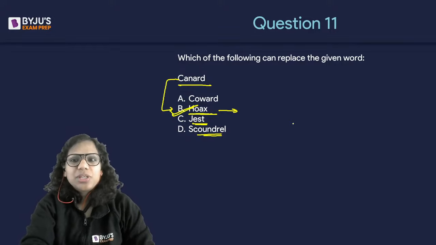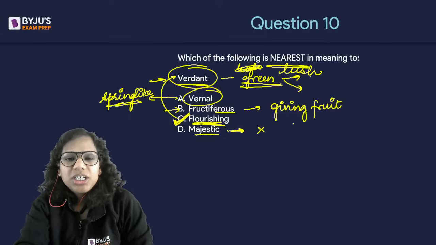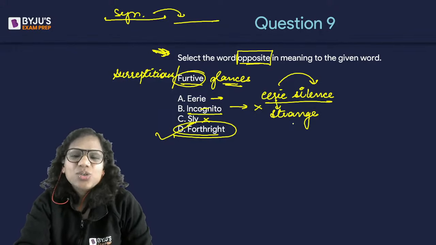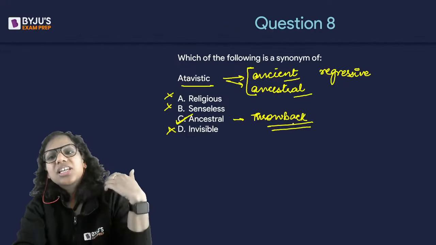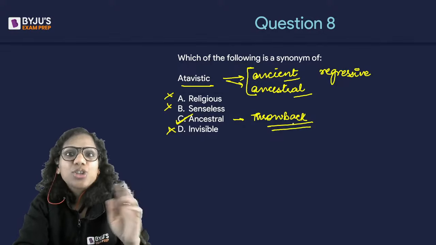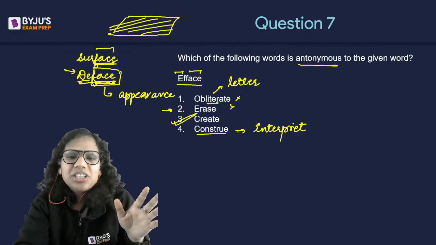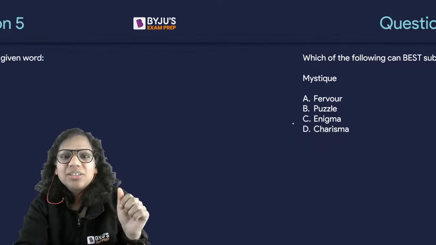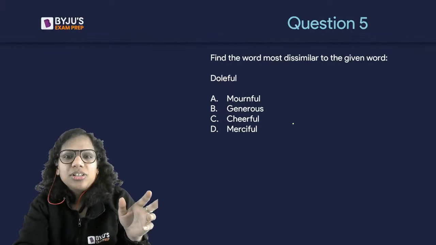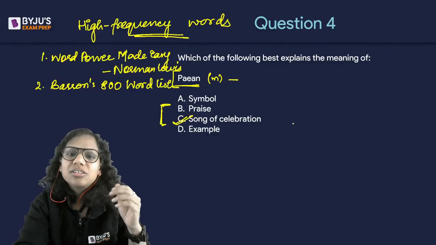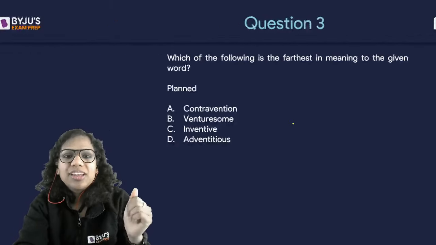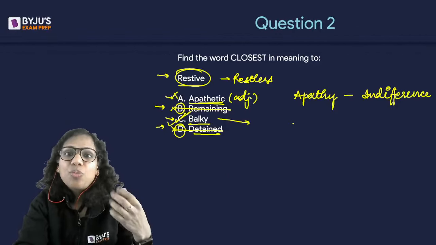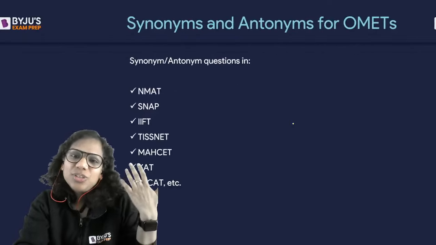So we learned some high frequency words today. Canard, which is hoax. Verdant, which means something that's lush green. Furtive, surreptitious, or the sly hidden glances. So the opposite is forthright. Atavistic, which is regressive, and can be associated with throwback. Then efface, which means to erase something. Mystique, which means something that's very charming because of its mystery. Doleful, sad, sorrowful. Paean, a song of celebration, particularly for God. Planned, something that's unplanned, is adventitious. Restive, balky, restless. And finally, we did a para summary question, right?